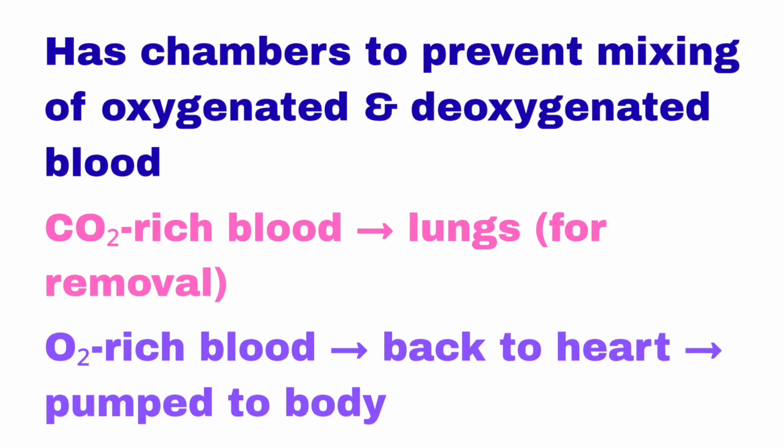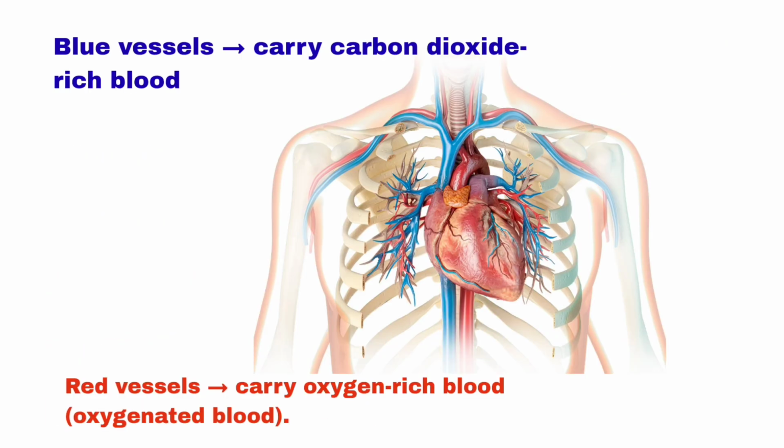And what is the size of our heart compared to? It's about the size of our fist. And why does the heart have different chambers? To prevent mixing of oxygenated and deoxygenated blood. And which blood is sent to the lungs by the heart? Carbon dioxide rich blood. And which blood is pumped to the body? Oxygen rich blood.